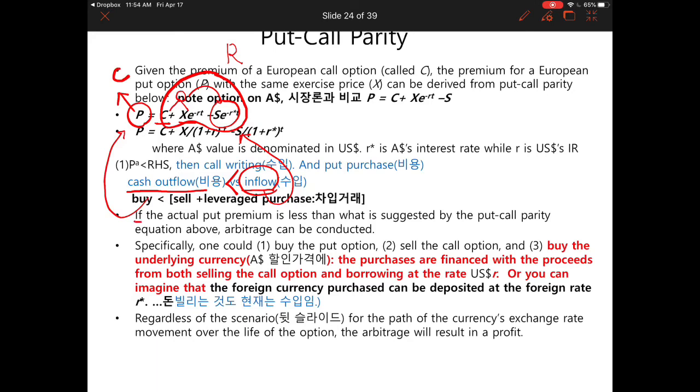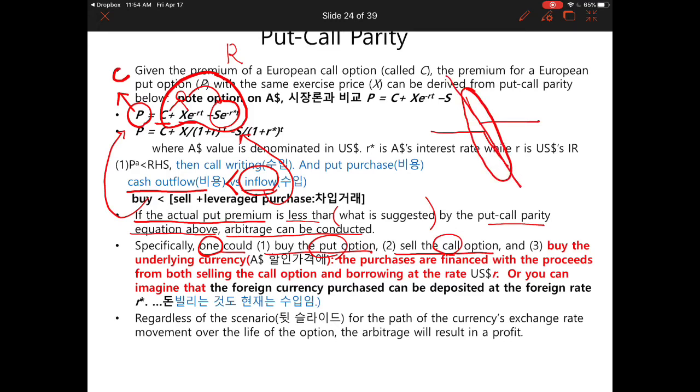So let me read this one. If the actual put premium is less than what is suggested by the put-call parity equation above in the right-hand side, then arbitrage can be conducted. So here once again, you could buy the put option. It becomes a cost. You can sell the call option at the same time, buying the put and selling the call. If we combine this, you can imagine buying the put and selling the call, you get this one. This is a short position.